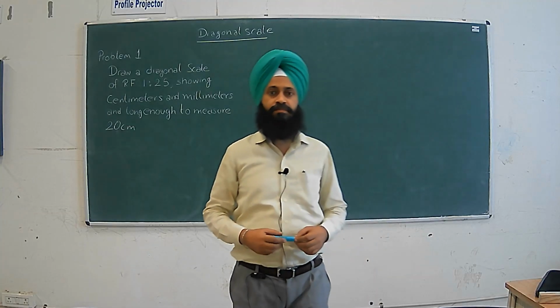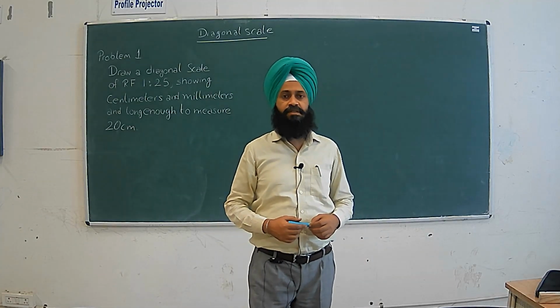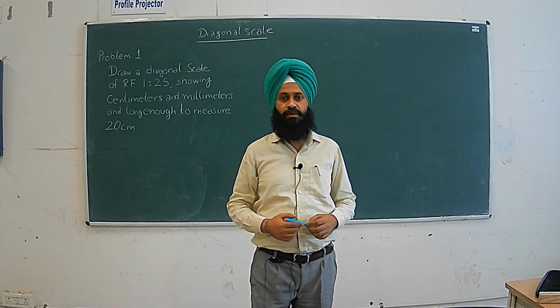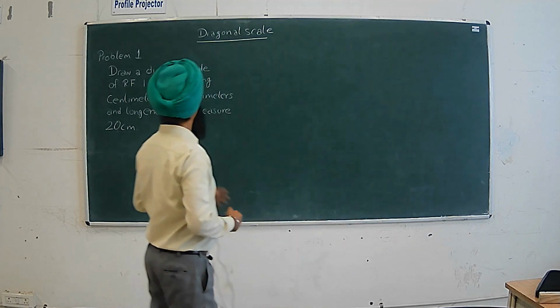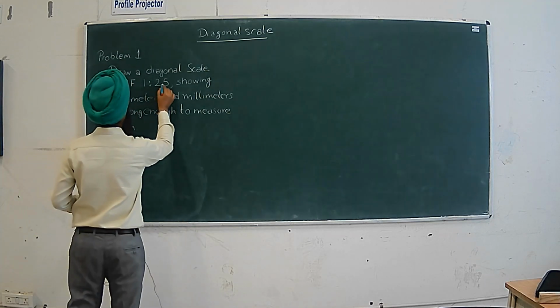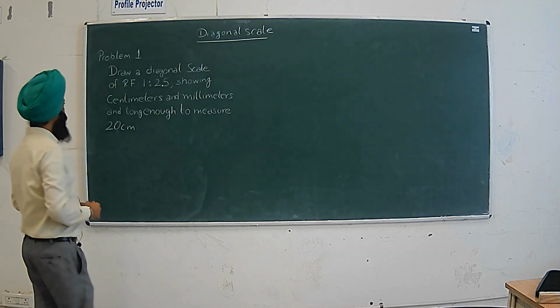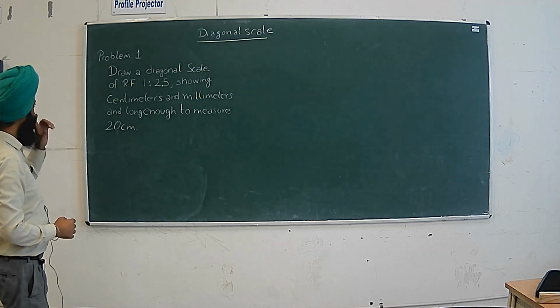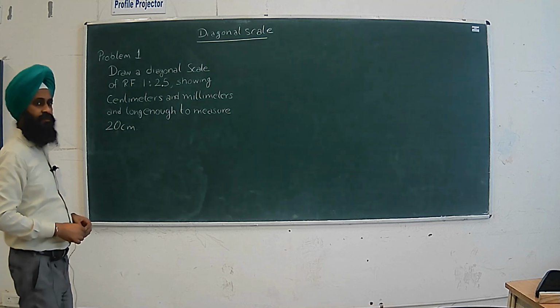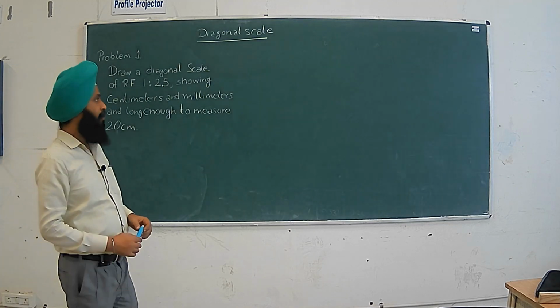Welcome students. Today we will discuss a problem on diagonal scale. So the problem is: draw a diagonal scale of RF 1 is to 2.5 showing centimeters and millimeters and long enough to measure 20 centimeters. So this is our problem of diagonal scale.